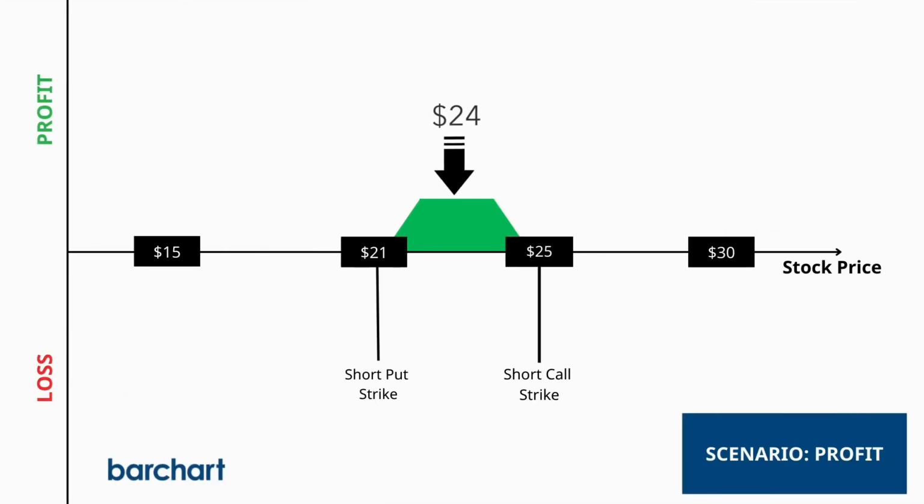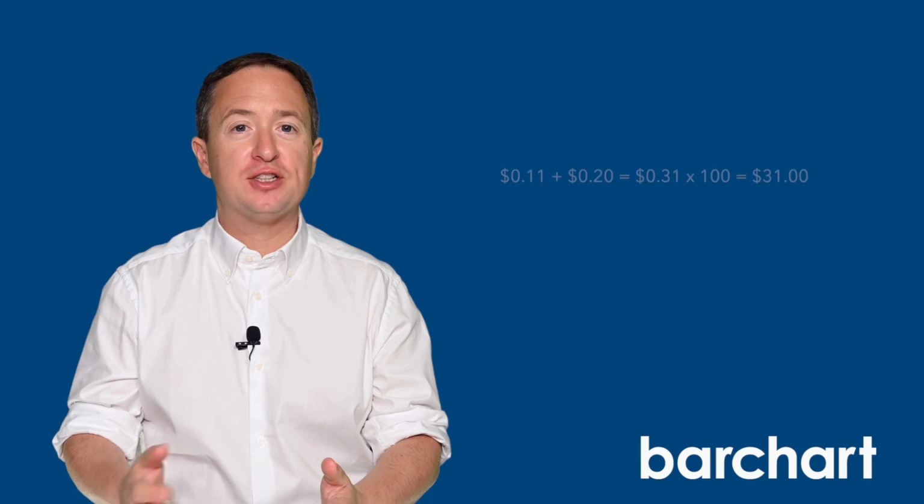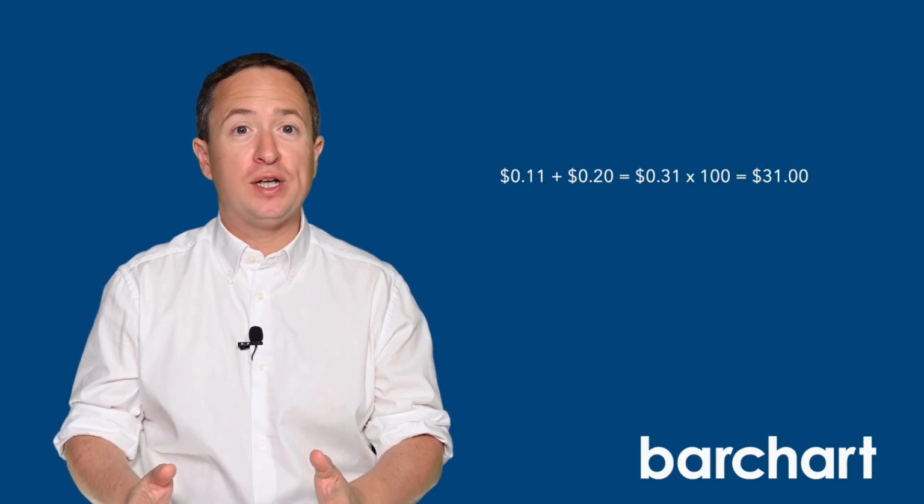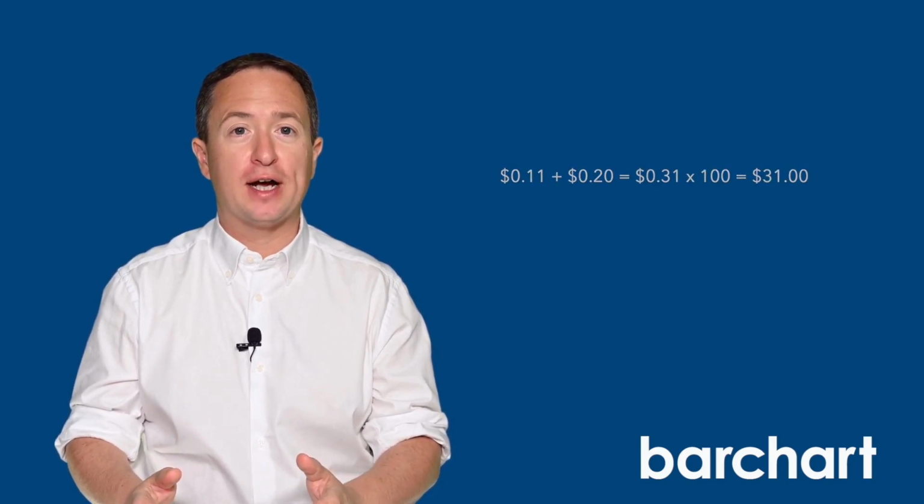Now, let's say GameStop closes at $24 on August 23rd. That means both options will expire worthless or out of the money, meaning you keep the premium that you received at the start of the trade, and that's $31 per short strangle contract.